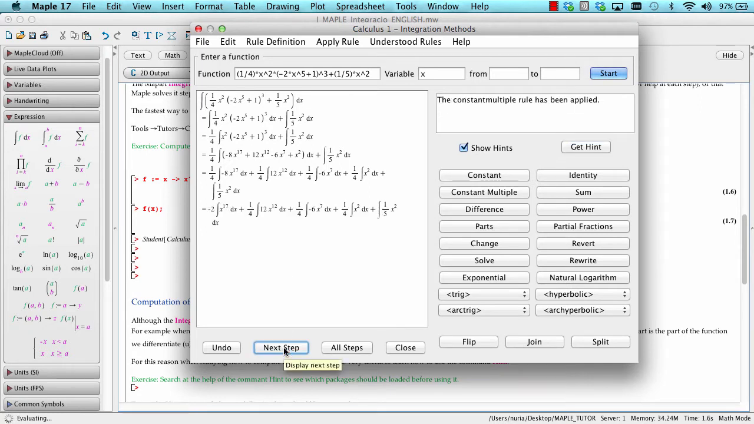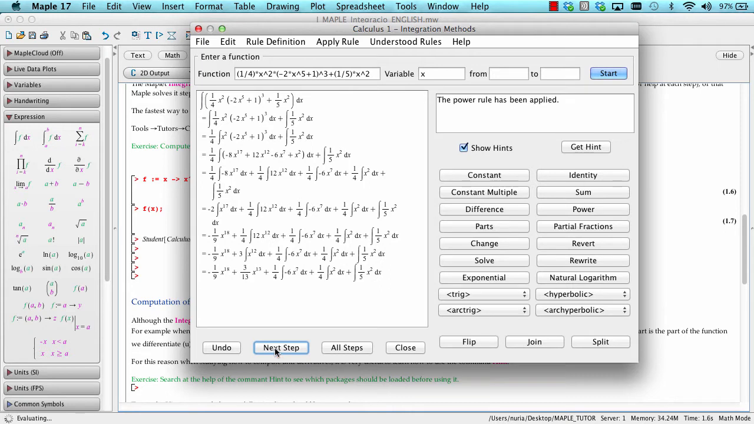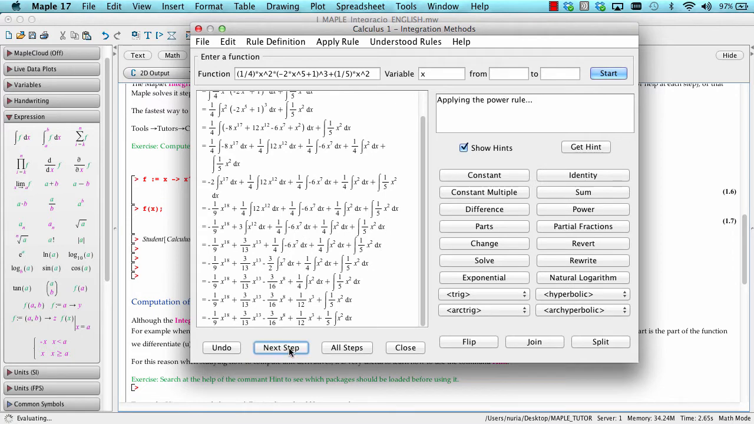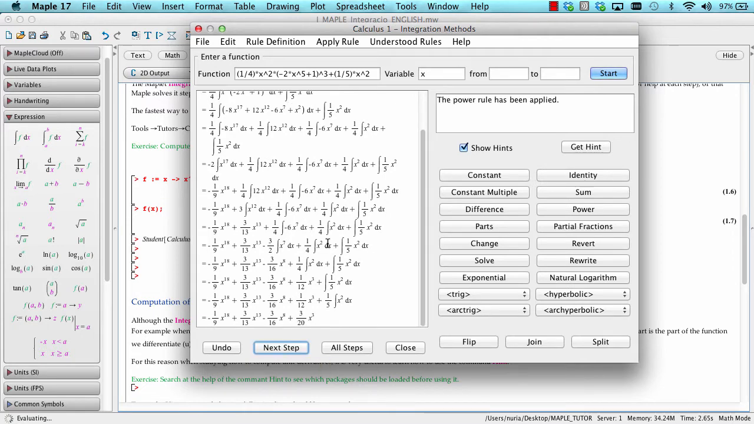Maybe all together or one by one. Okay, and now it has integrated this. The power rule again, it has a constant multiple, it has taken outside some constants, and then you go and go and go, and everything gets computed. So this was a quite simple integral. It was large, but it was quite simple. You can see all the steps that Maple has done.